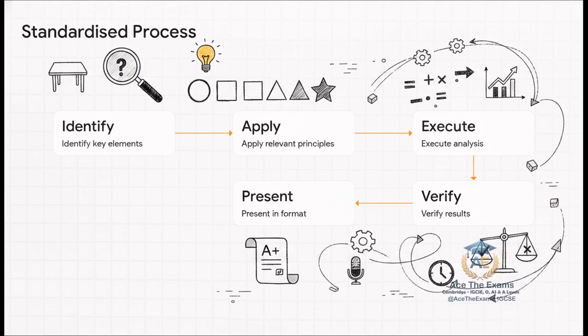Step 1. Identify the key elements from the text or the tables provided in the specific exam question. Don't invent things, use what's there. Step 2. Apply the relevant theoretical principles. This is where you decide which of those 6 validation methods fits the problem best.